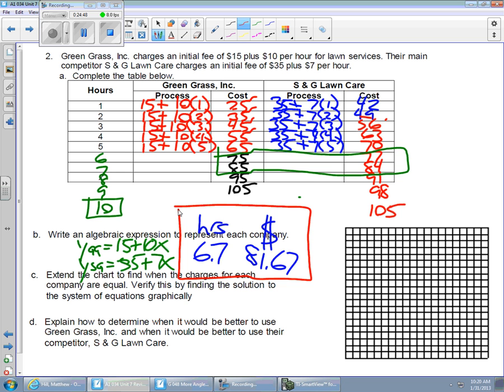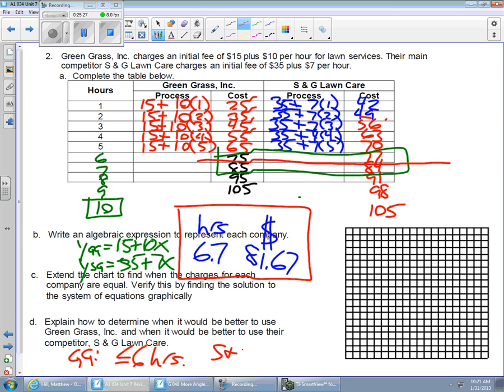And D says explain how to determine when it would be better to use Green Grass Incorporated and when it would be better to use their competitor S&G. We've got that division line right in there. Okay, so when would it be better to use Green Grass? Green Grass is cheaper if they're working for 6 hours or less. So Green Grass would be good for less than or equal to 6 hours. That would be when it's most beneficial to you to do that.